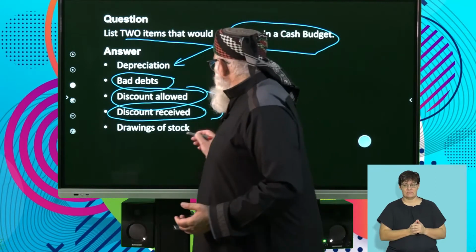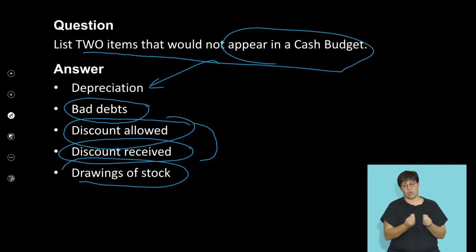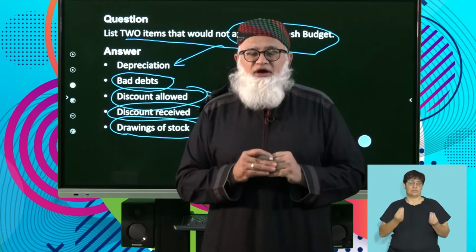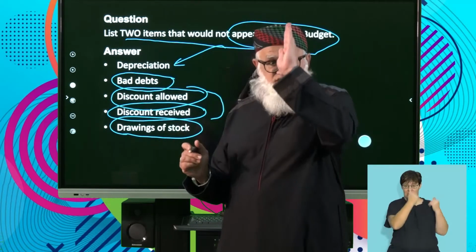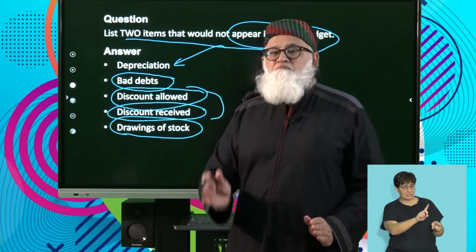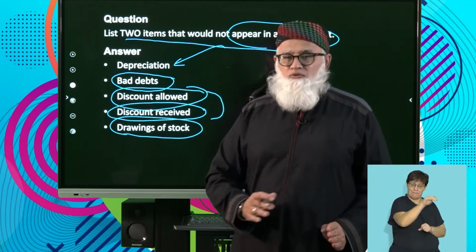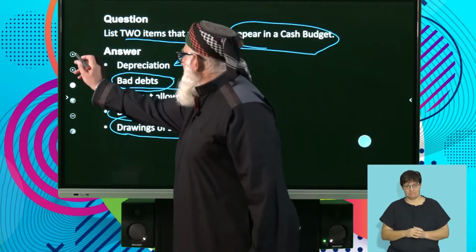And then obviously, drawings of stock would not appear in my cash budget because the owner is drawing trading stock. So clearly your emphasis tells you that if you're dealing with a cash budget, you're looking specifically at the impact on your bank account. Okay, next one.